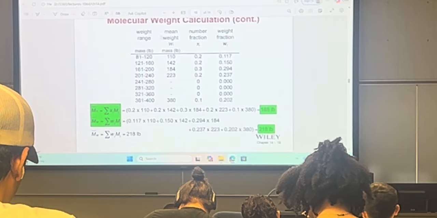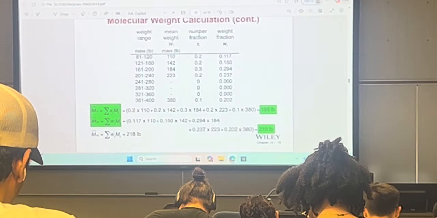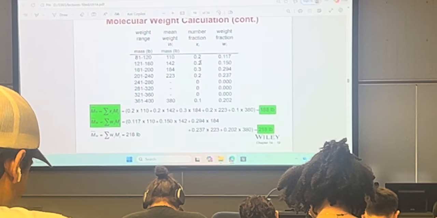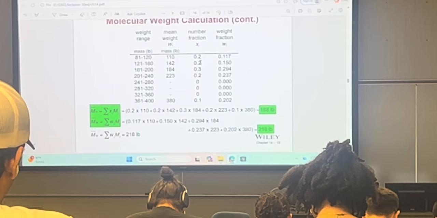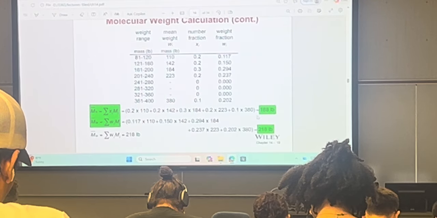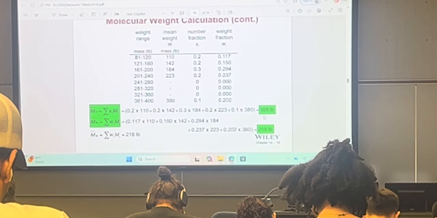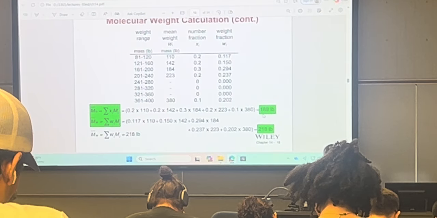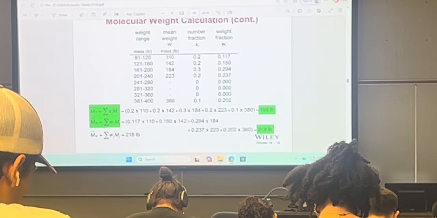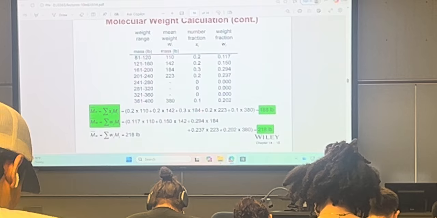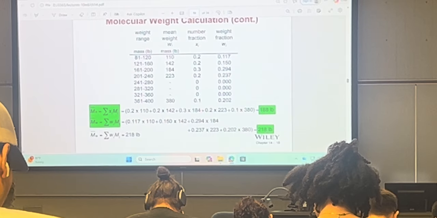And then we can do it for each one of those ranges, the number fraction and the weight fraction, and you just saw the difference, that those numbers are going to be different because we're counting it in a different way. And if we follow all of the math, then we're going to see that the number average is going to be 188 pounds, and the weight average is going to be 218 pounds. So there are 2 ways of calculating it.